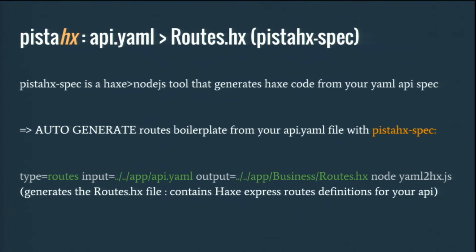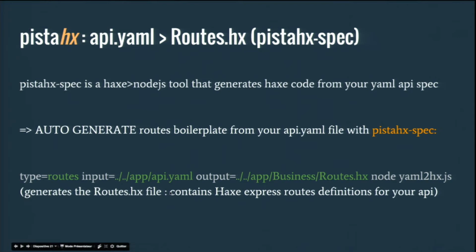There is a module in pistahx called pistahx-spec. It's a Haxe project used to generate Haxe code from your API YAML file. Here is a sample of how you call it. You have many types of use with this little tool. For example, if you input the type routes and your YAML file and output to a specific Haxe file, it will generate it.